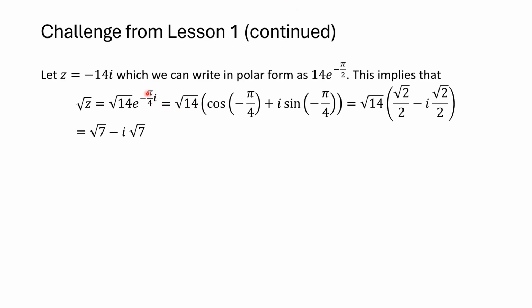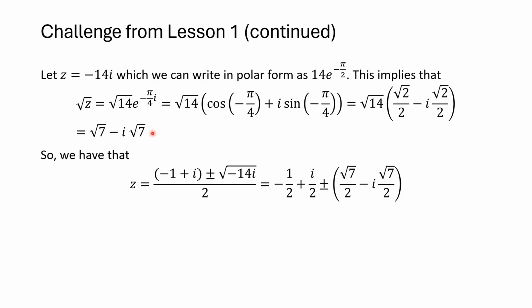And then you put in the minus pi over 4 i using Euler's formula, which we have here. You can compute the cosine of minus pi over 4 and the sine of minus pi over 4. You plug that into your equation here, and you get this. And you notice that you can write the square root of 14 as the square root of 2 times the square root of 7. So when you multiply that through, the square root of 2 times the square root of 2 gives you 2, which cancels with the 2 here in both cases, and then you just get this expression here, which is almost what we need.